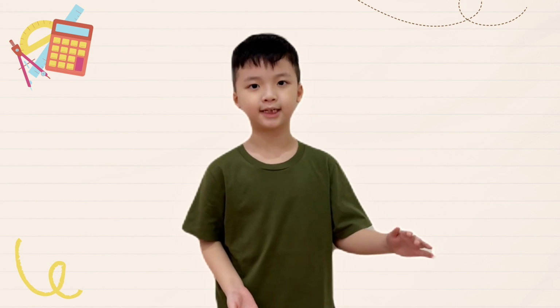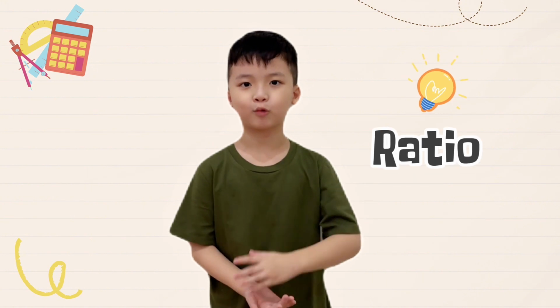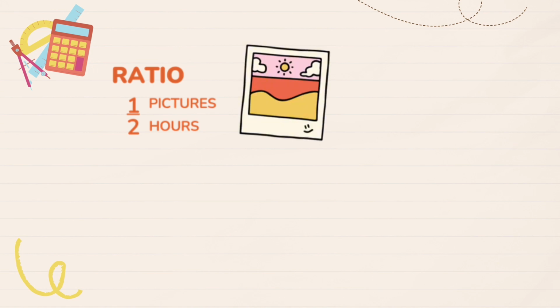Okay, but to understand what a proportion is, we need to start with a ratio instead. A ratio is basically just a fraction that's used in a certain way. So let's imagine that a student who's really good at drawing can draw one picture in 2 hours. We could say that the ratio of picture to hours is 1 over 2. One picture per 2 hours.